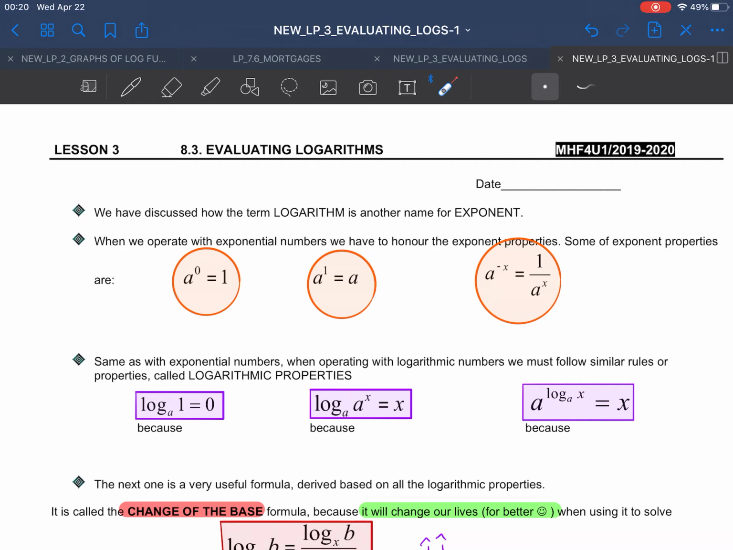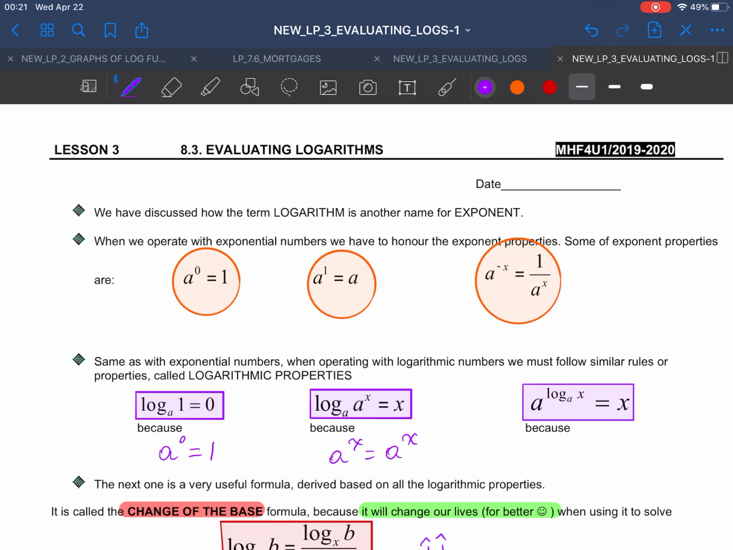Log with base a of 1 equals 0, which means that the exponent of a to give 1 equals 0, so a to the power 0 equals 1. The next property is log with base a of a to the x equals x, which means that the exponent of a, in order to obtain a to the x, will be x. So a to the power of x equals a to the x.